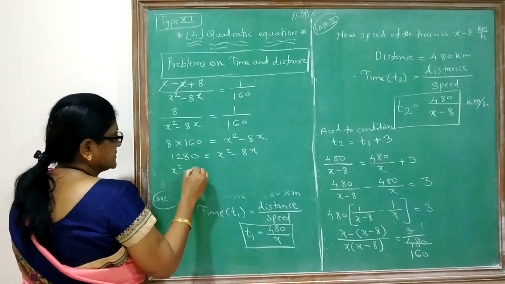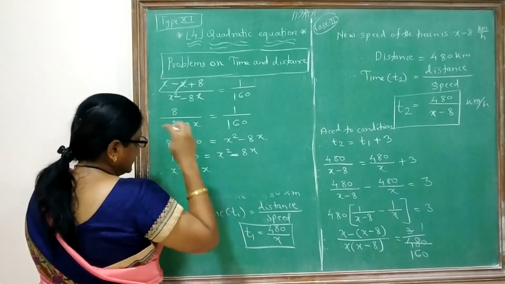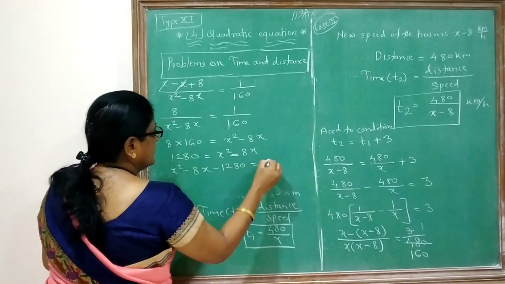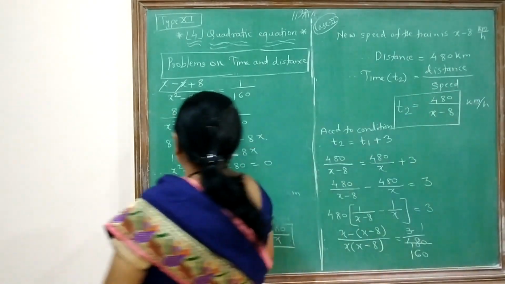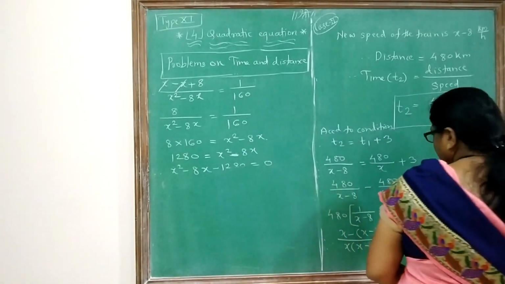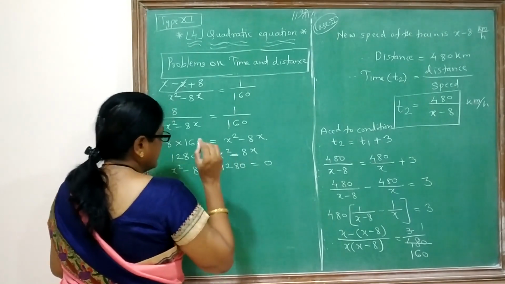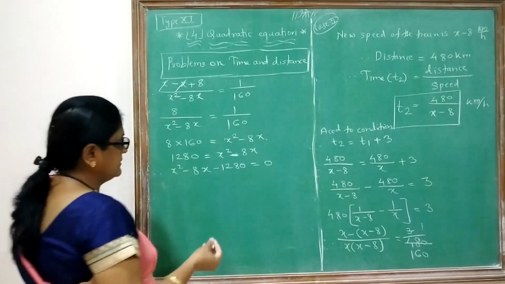Therefore you will write x square minus 8x. This will be transferred to that side, that is minus 1280 equal to 0. Again you will use the quadratic formula or the factorization method.